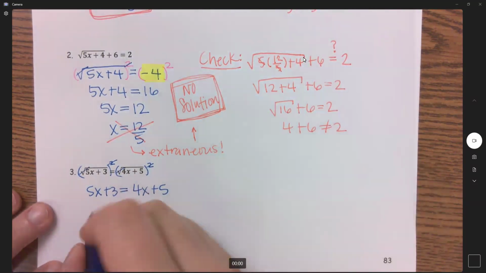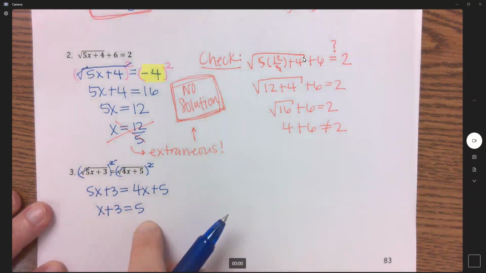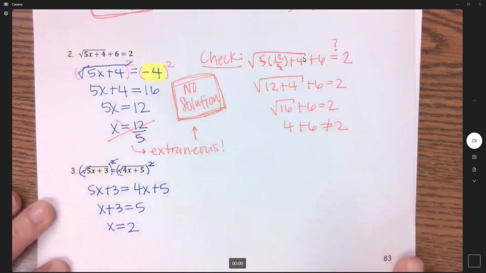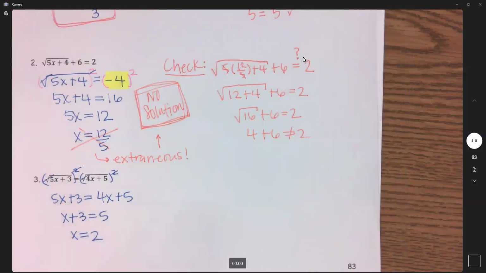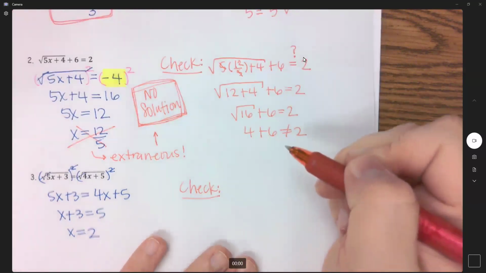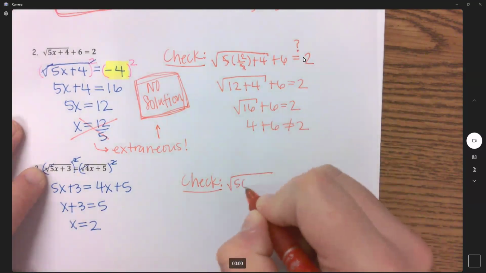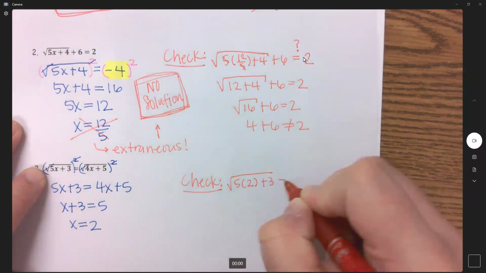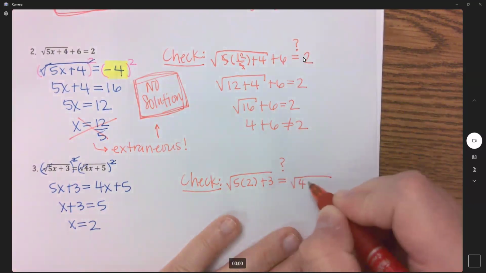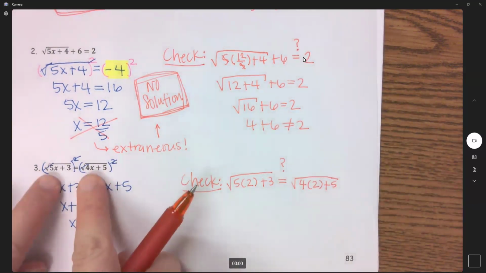So subtract your 4x over and subtract your 3 over. And we get x is 2. Before I am done, I need to check this. So into the original, we'd have the square root of 5 times 2 plus 3. And I want to know, does that equal the other side, the square root of 4 times 2 plus 5? I'm plugging this x into both x's.